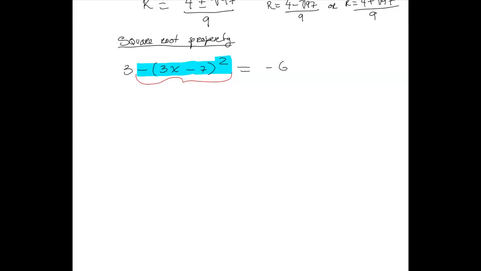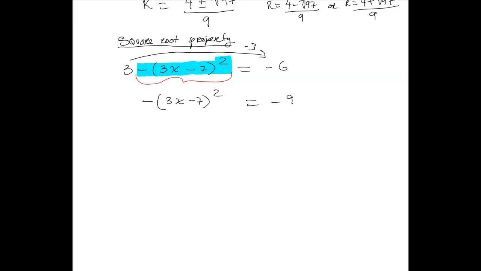So the 3 is going to be moved to the right side and it becomes negative 3, right? So I'm going to have negative times 3x minus 7 squared equal to negative 6 minus 3, that's negative 9.